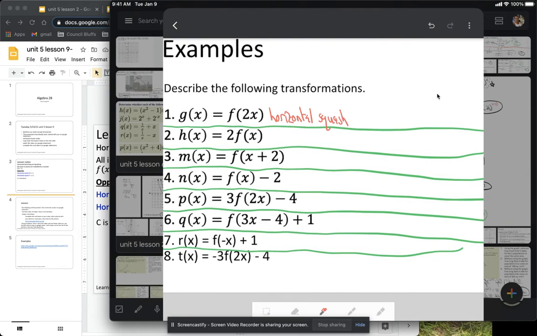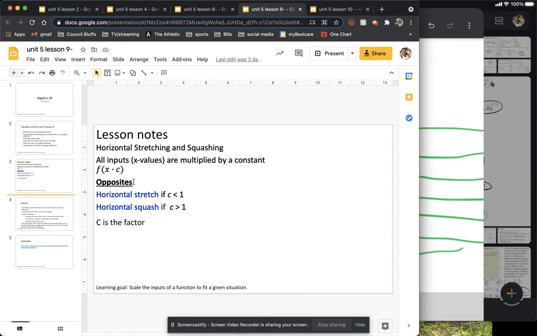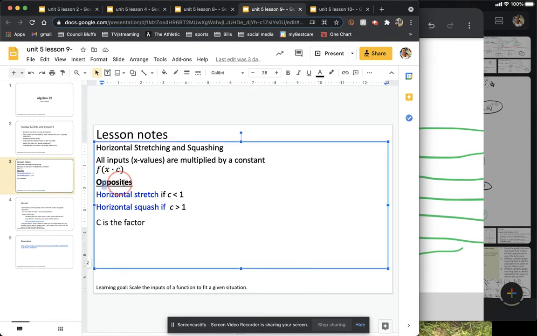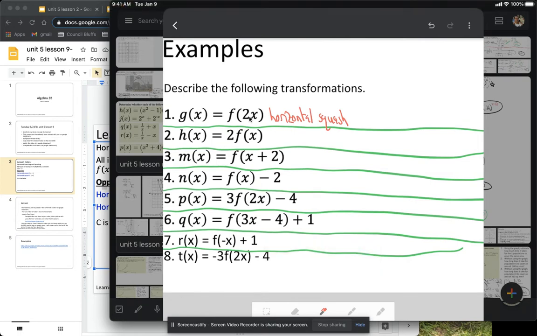And then the factor in this case, remember with horizontal, we have to do opposites. So the opposite of multiplying by 2 is multiplying by a half. So this is a horizontal squash by a factor of 1/2. And that is it.